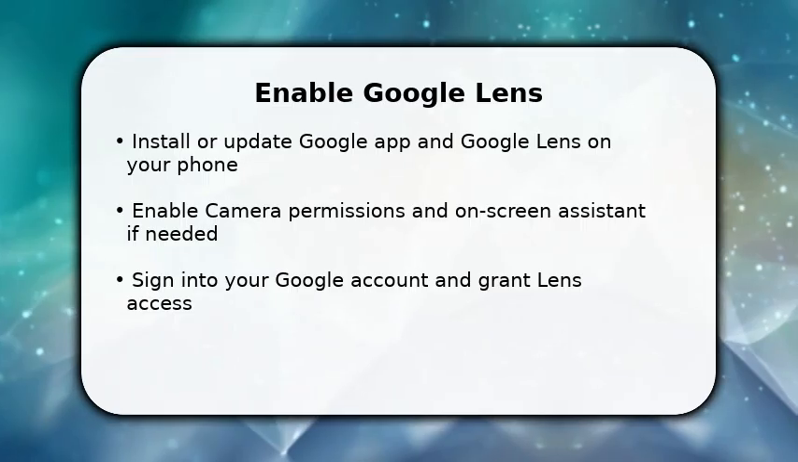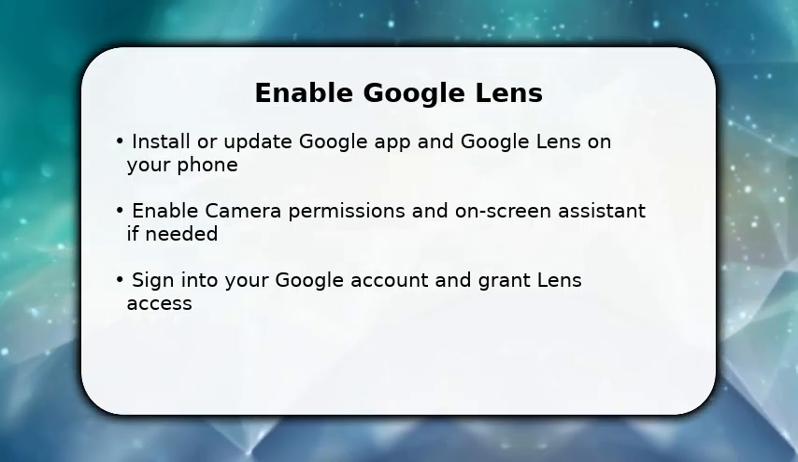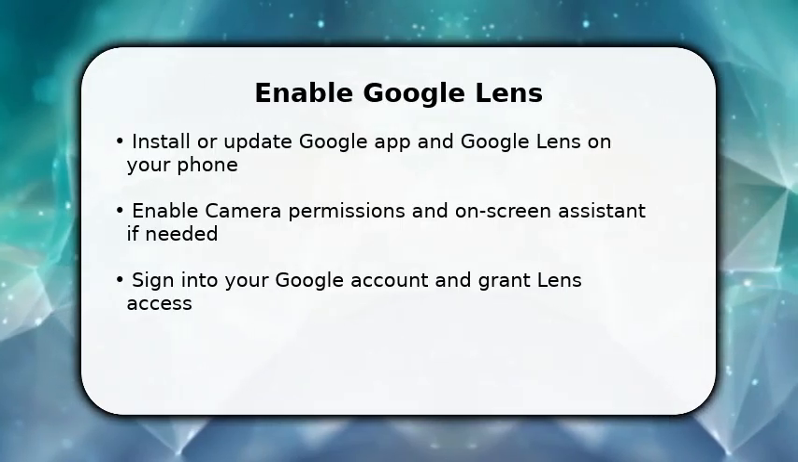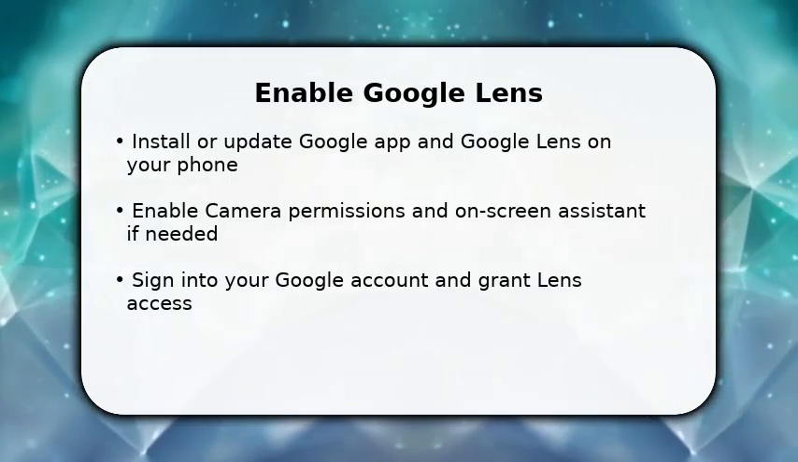You need to be signed into a Google account. This ties results to Lens processing. Now you're ready to capture or select an image to circle for a precise search.